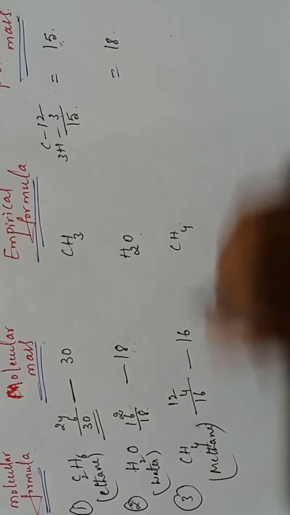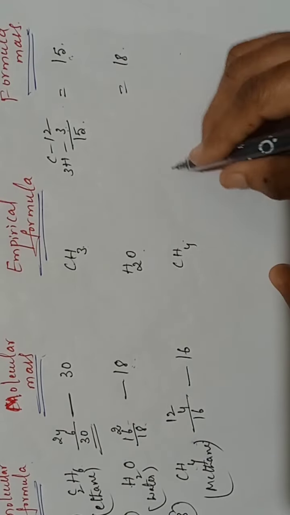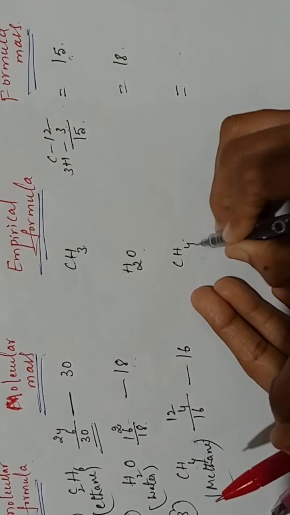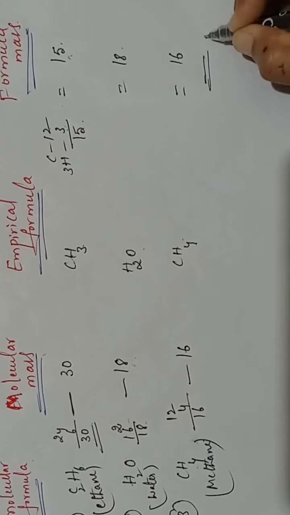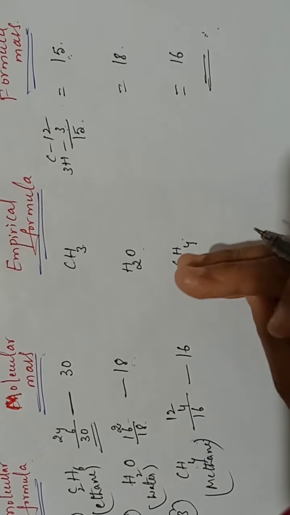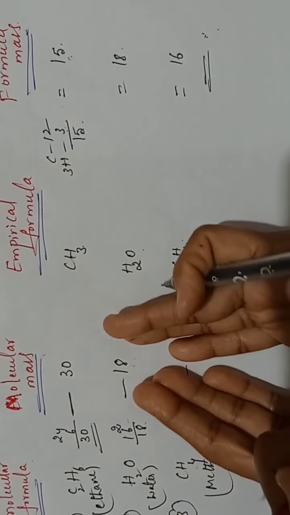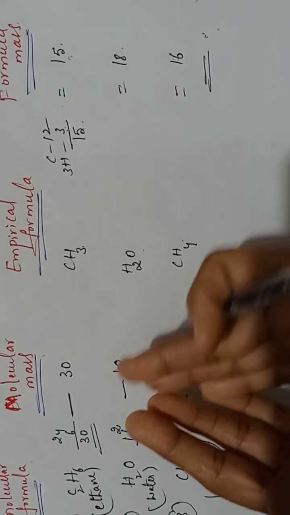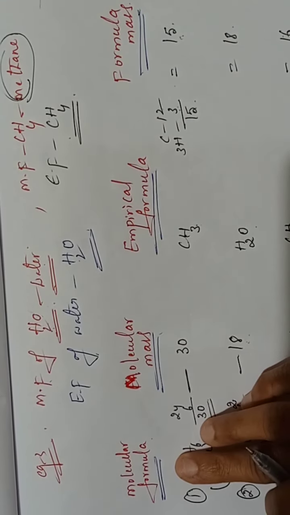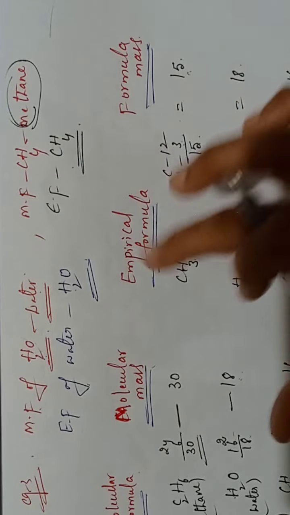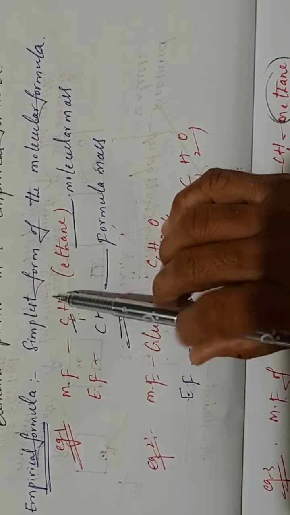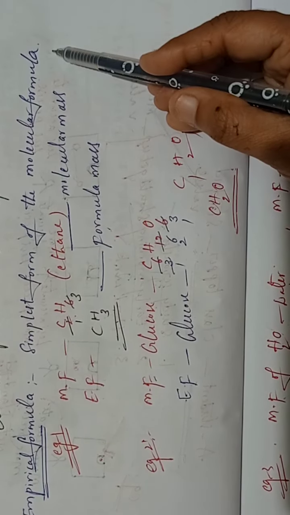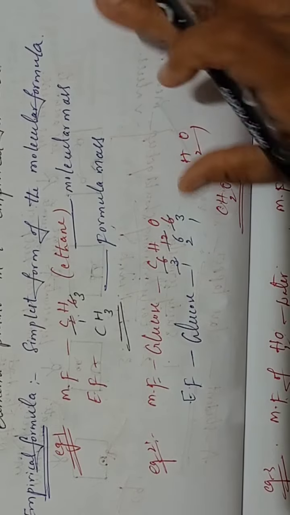The empirical formula is equal to the molecular formula, CH4 only. So what is the formula mass, students? For CH4 the formula mass and molecular mass are both the same, 16 only. Clear? So like this you have to find the molecular formula and molecular mass, and the empirical formula and formula mass. Molecular mass we calculate for the molecular formula, and formula mass we calculate for the empirical formula. What is an empirical formula? Empirical formula is nothing but the simplest form of the molecular formula.